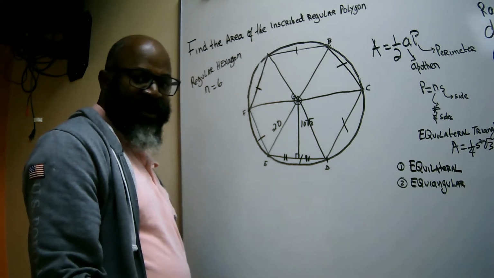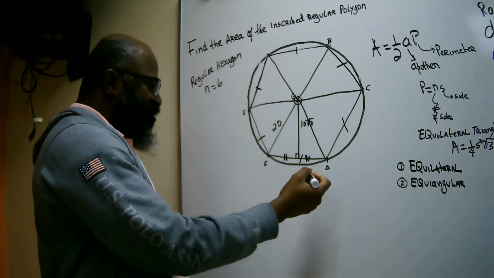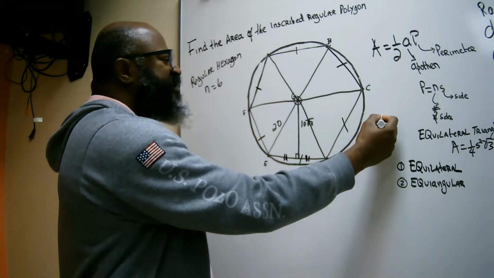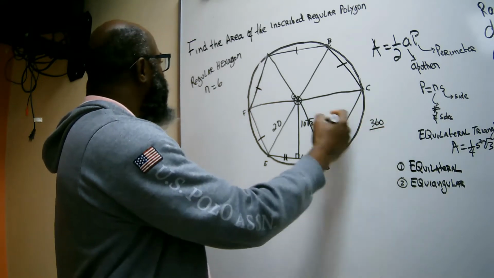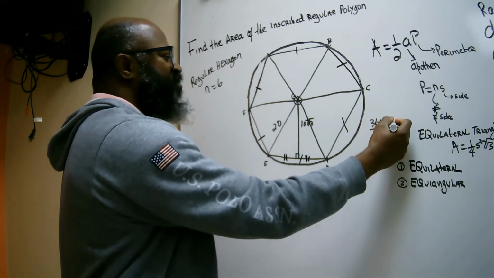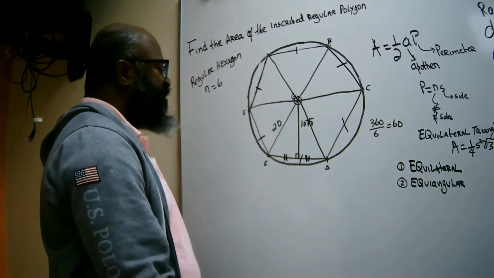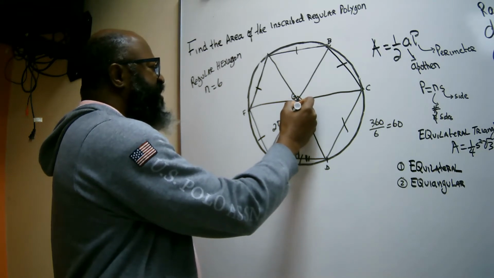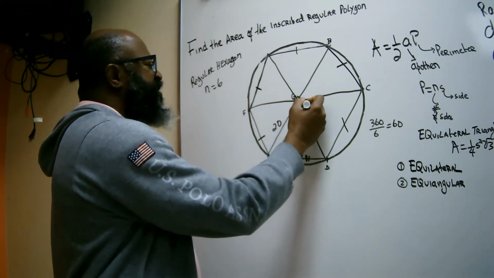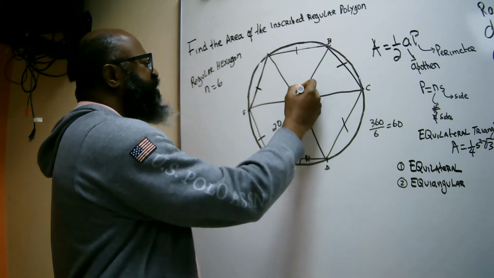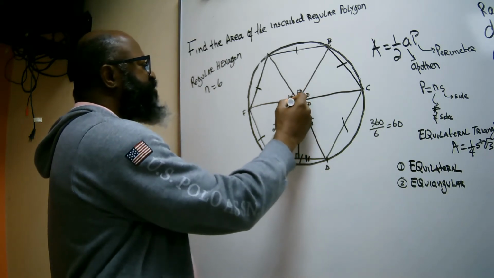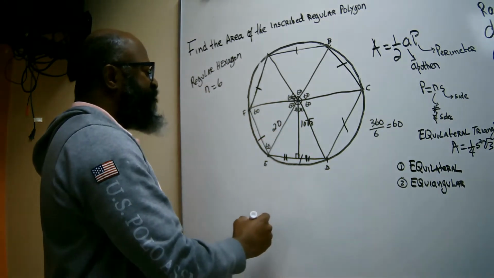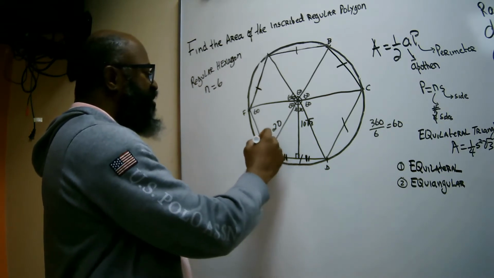That's one way. Now, I can also take 360 to find the central angle and divide by N. In this case, N is 6. That will be 60 degrees. So this angle will be 60 degrees. Since you create two triangles, this will be 30, 30. The central angle will be 60. Since they are equilateral triangles, all of the angles will be equiangular. This angle will be 120.